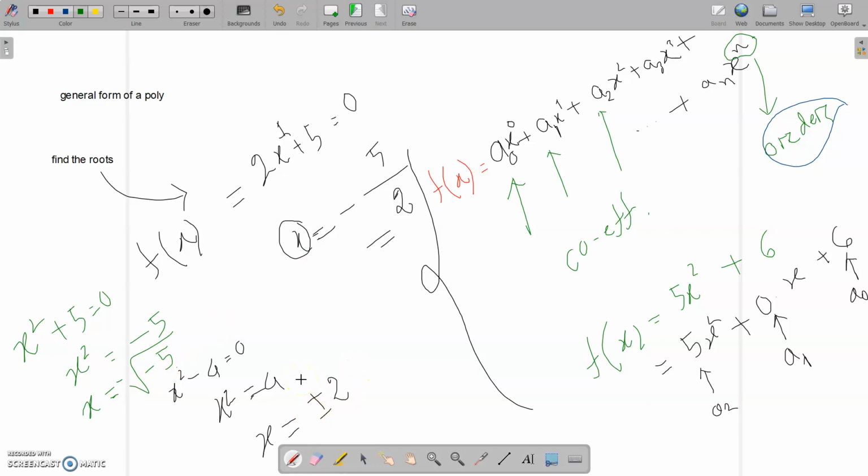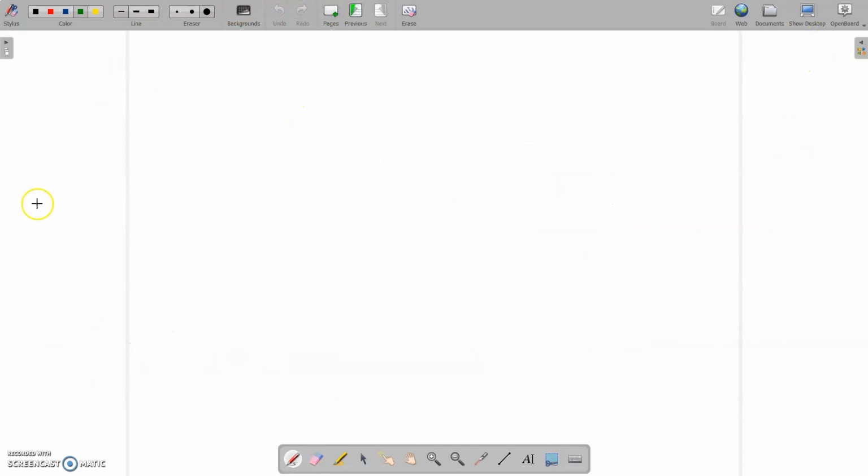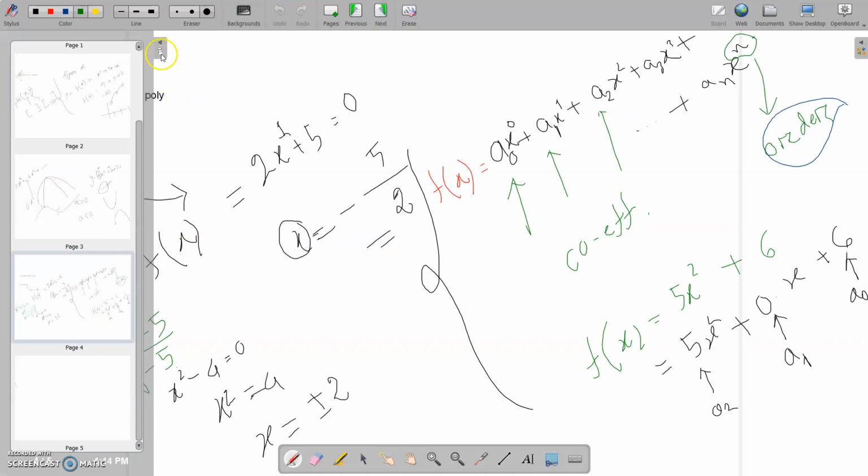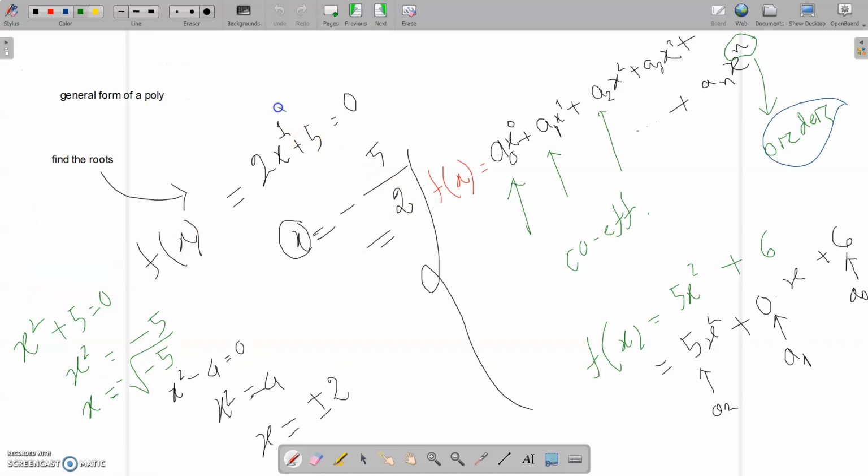So how many roots should there be, and how is it related? Let's try to understand those things. The first thing is, how many roots should there be? As you can see, when the order was 1, I had only one root. When my order was 2, I had 2 roots. So if the order of the polynomial is 3, then I will have 3 roots.